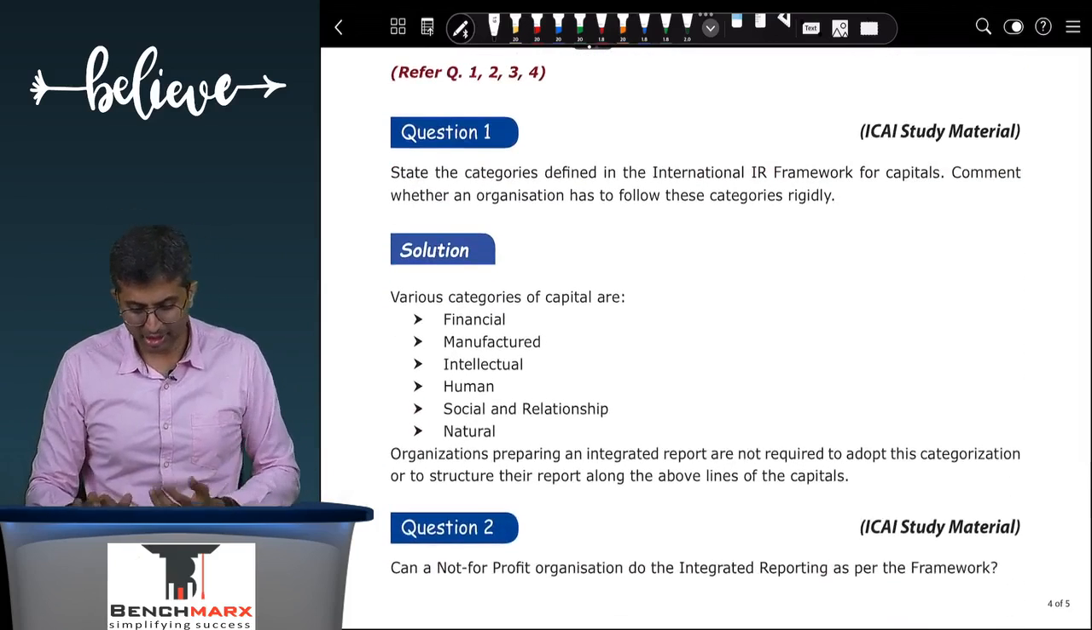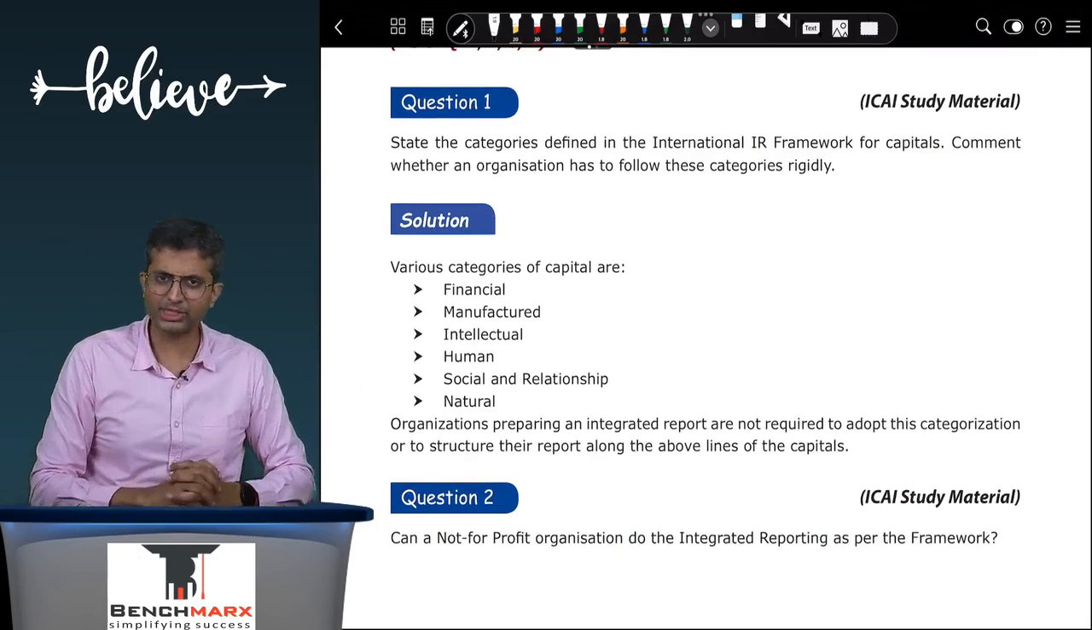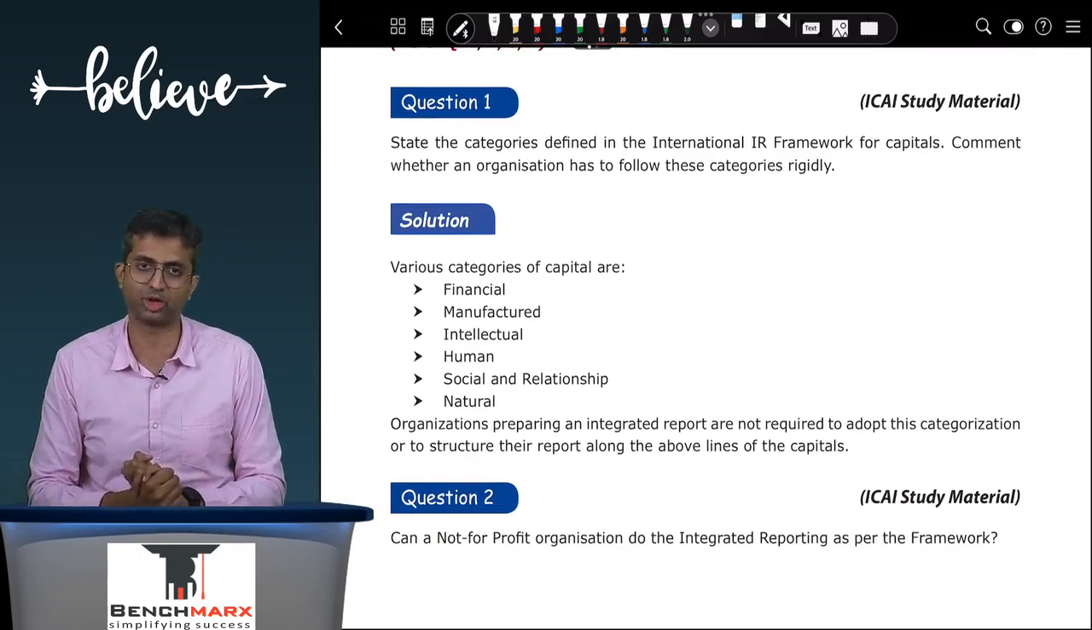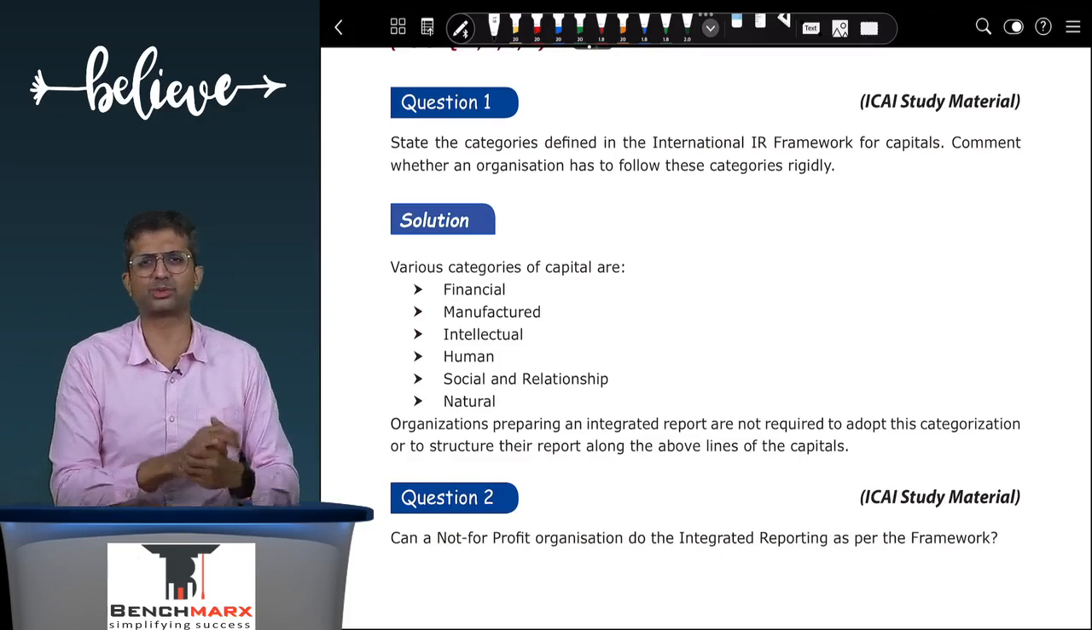Okay, so based on this, there are 4 questions in the study material. We'll quickly touch upon those, and the 2 exam questions that have come for 6 marks as well. If it comes, you should be getting this, and hence I'll just share these notes as well, so you can refer to these.